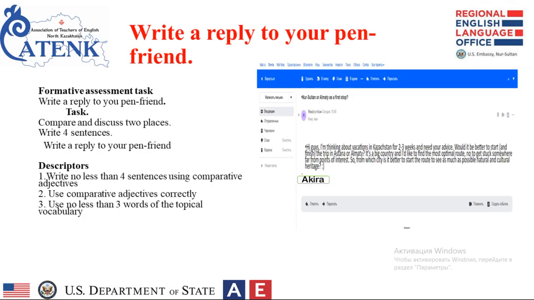Now, one more task. You need to write a reply to your pen friend Akira. Akira wants to visit Kazakhstan for 2-3 weeks and needs your advice. Would it be better to start the trip in Astana or Almaty? Please write no less than 4 sentences using comparative adjectives. Use comparative adjectives correctly. Use no less than 3 words of the topical vocabulary.